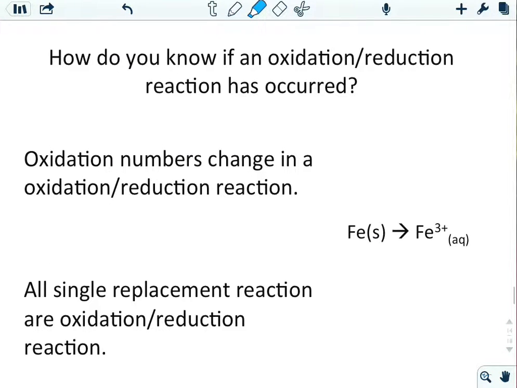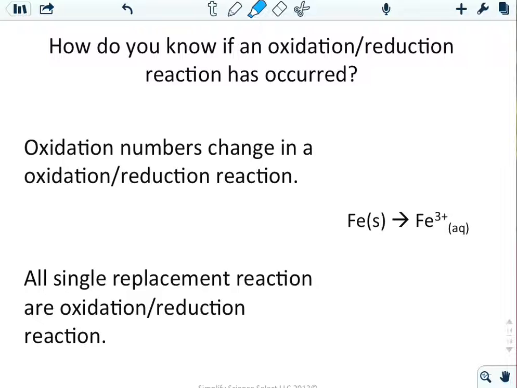The first one, how do you know if an oxidation reduction reaction has occurred? In an oxidation reduction reaction, the oxidation number is changed. So that makes sense. If we're looking at our iron, any element that's by itself, its oxidation number is always going to be 0. So if we have our iron and it changes its oxidation state, now it's +3, okay, that is going to be an oxidation reduction reaction.